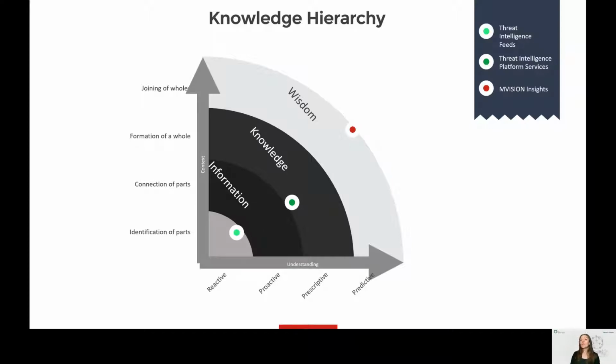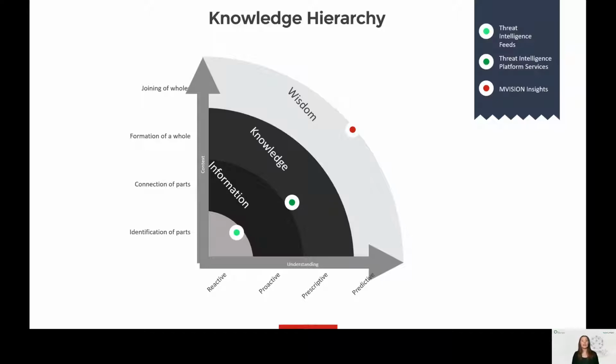Now, with threat intelligence services, we move a little bit forward and we become proactive and predictive because we're able to correlate threat intel with threat actors and with their associated campaigns. So now we come to that knowledge level that we talked about. We're connecting some of the pieces of information to have more knowledge. With McAfee MVISION Insights, we strive to provide wisdom by combining the connections and the components and parts into a whole. We provide prescriptive advice, and we'll take a deeper look at how we do this in a bit.